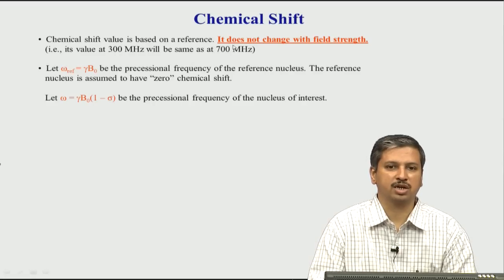with respect to the reference, the chemical shift values are calibrated. Therefore, this is a very important point: chemical shift does not change with the field strength, meaning it does not change with the spectrometer. So, now let us see how it is calculated.